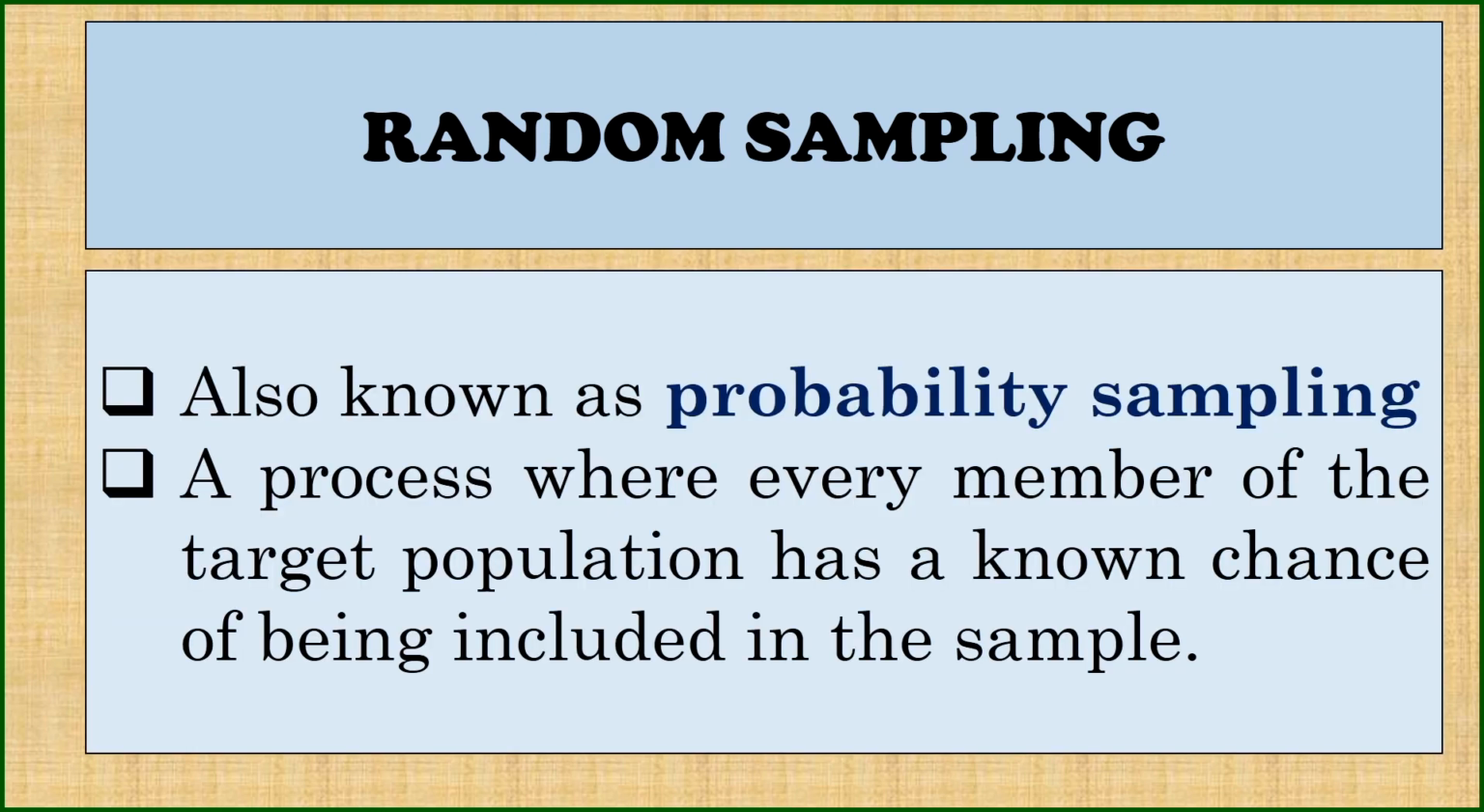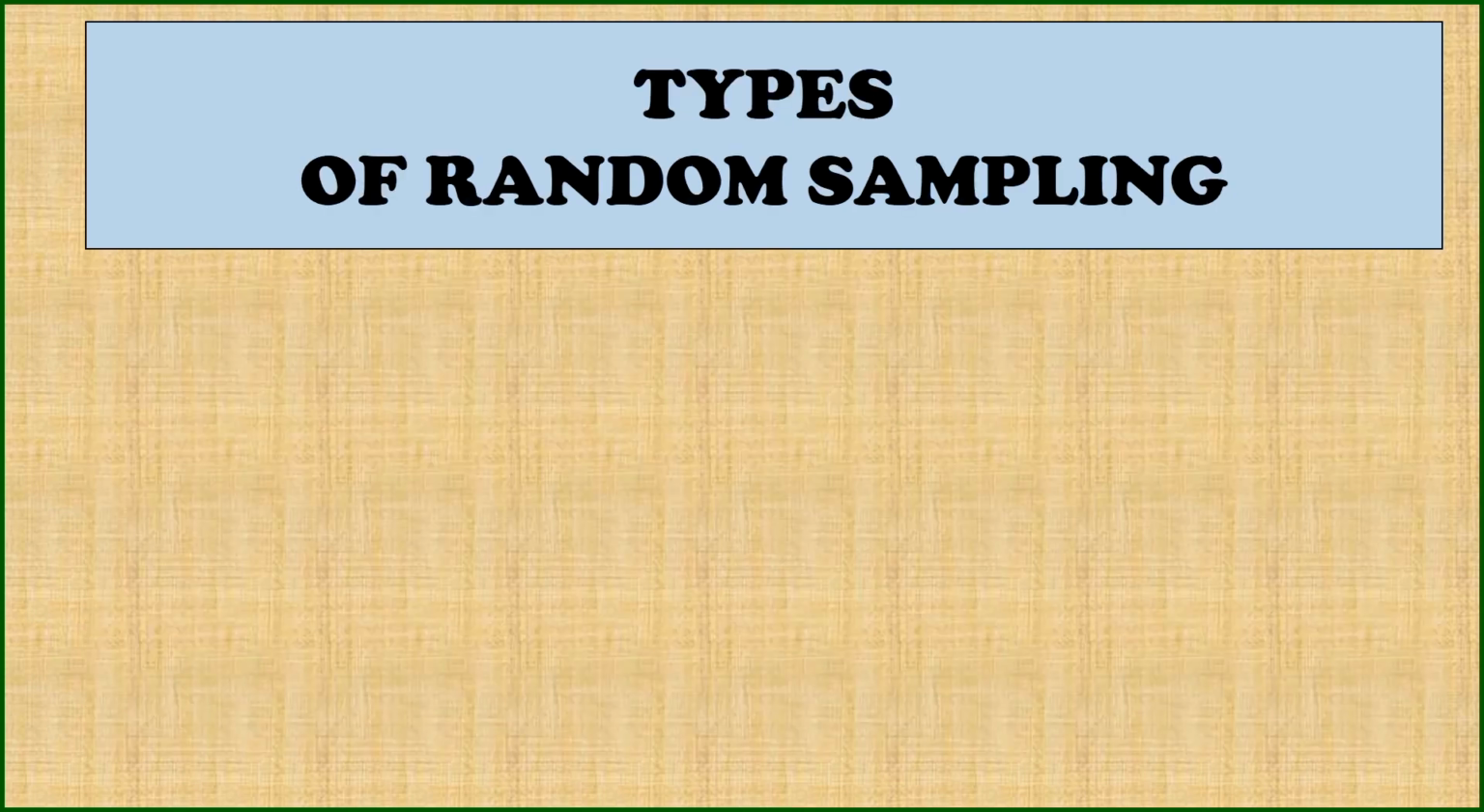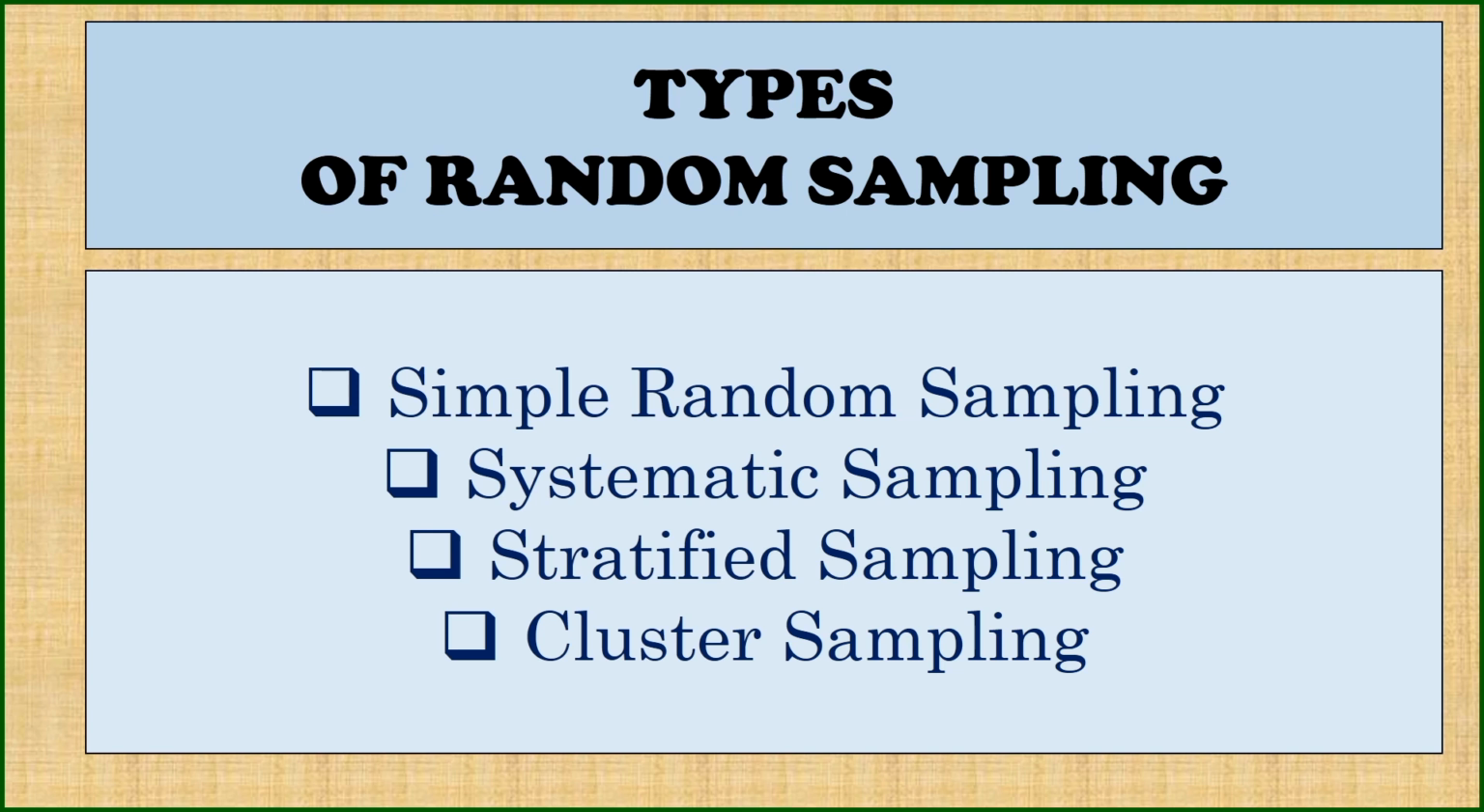Random sampling, or probability sampling, is a method of selecting the members of your sample. In this method, every member of the target population has a known chance of being included in the sample. In this video, I will discuss with you the 4 types of random sampling: the simple random sampling, systematic sampling, stratified sampling, and cluster sampling.